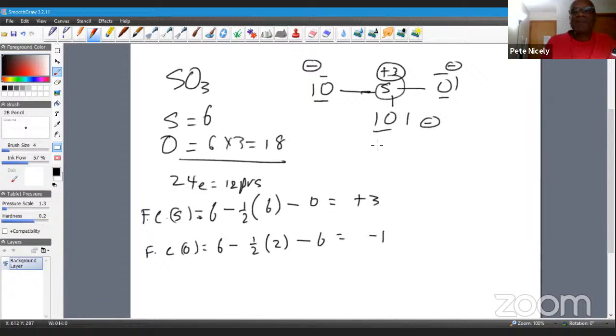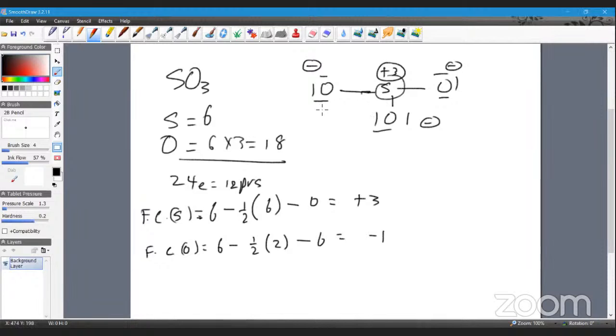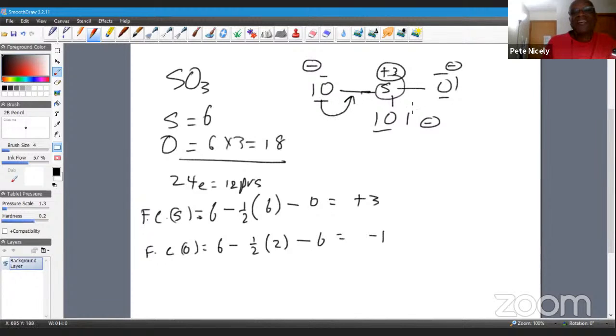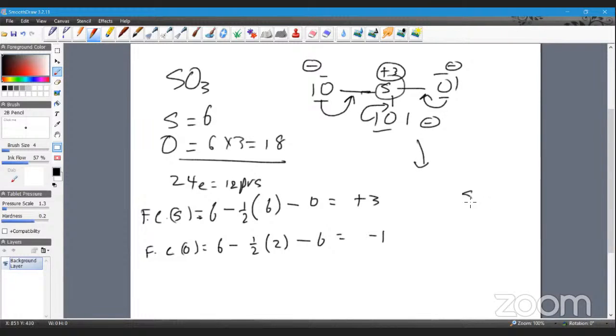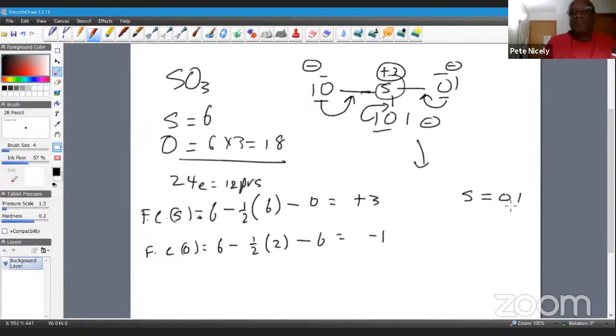So what do you think is going to happen next? Each electron gets moved to, you mean form like this? Yes. Okay, like this, and like this. So the final Lewis structure is S double bond O, double bond O, double bond O. All right?